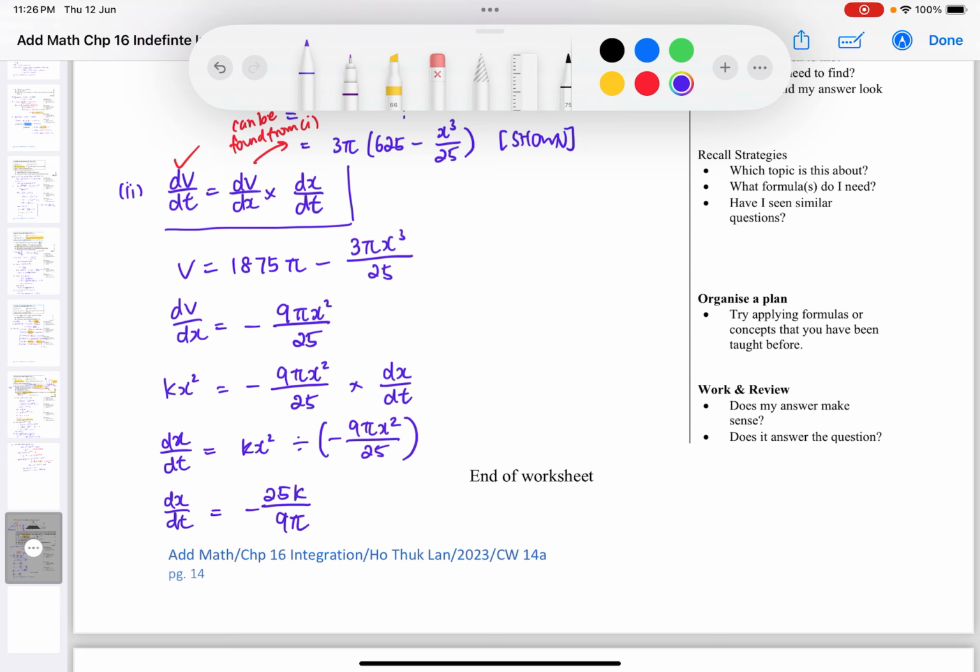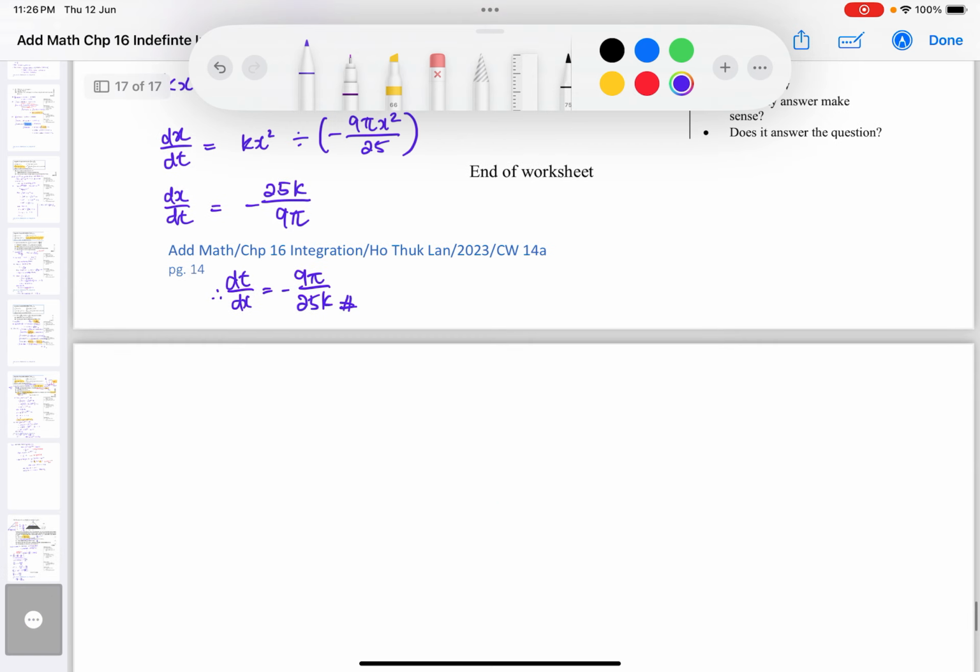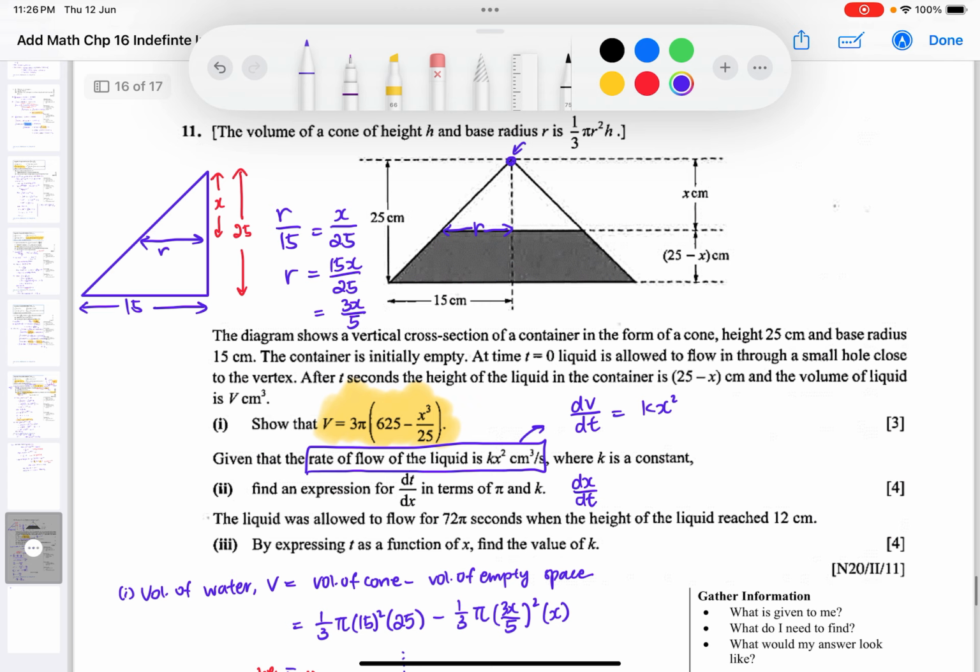Okay, and then because the question wants dt over dx, therefore dt over dx is negative 9 pi over 25k. We just take the reciprocal. Done. Okay, so that's the answer for part 2. Okay, last part, part 3.